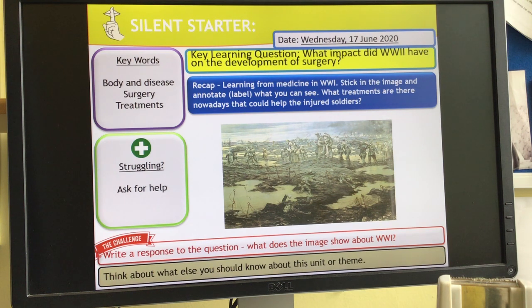And we're now beginning to look at the 20th century, so the 1900s. And the key learning question today that I want you to write down in your books or on paper or type is: what impact did World War One have on the development of surgery?